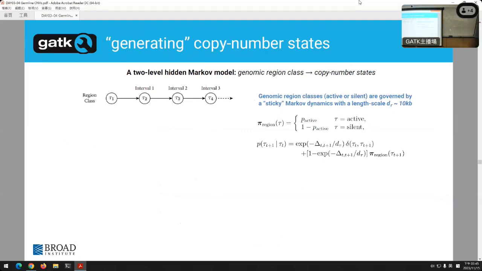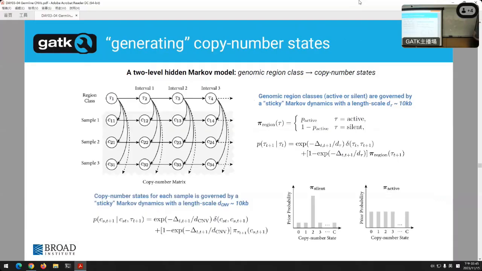Okay, so the first thing that we're modeling here is that genomic interval class, and we use a hidden Markov model, and it is sticky. And what does that mean? It means that if an interval is active, then it's more likely for its neighbor to also be active. So there's some probability that's related to the genomic position.